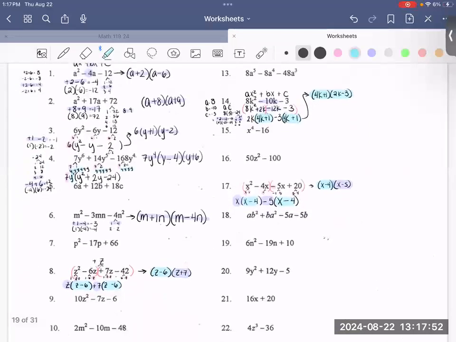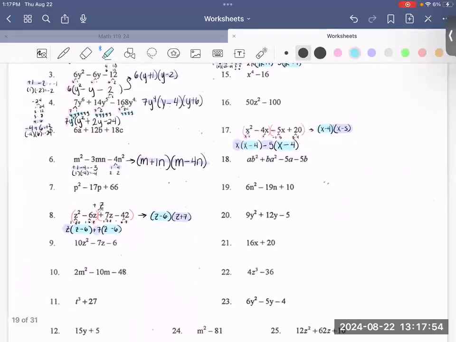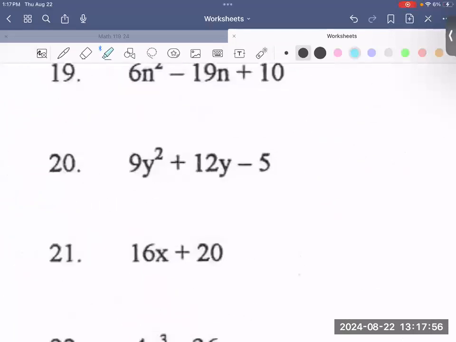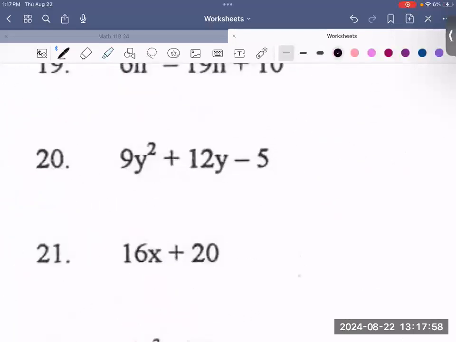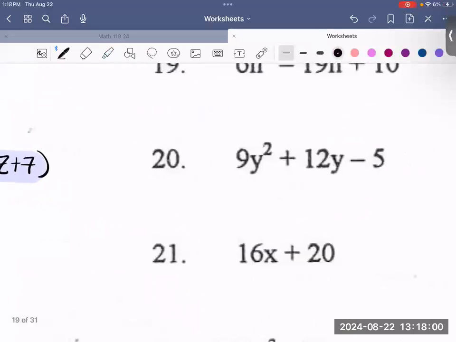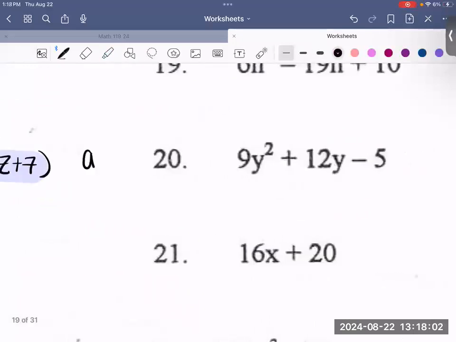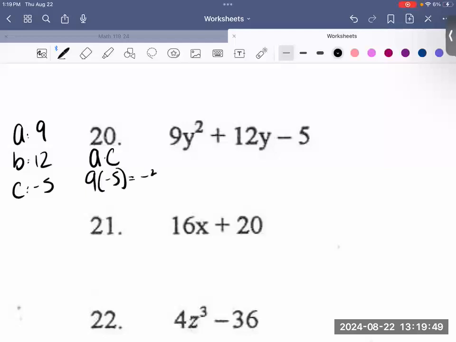Let's try it again with number 20. So looking for a GCF, do you have one? No. So let's do 9, 12, and -5. So A times C is 9 times -5, which we got -45.